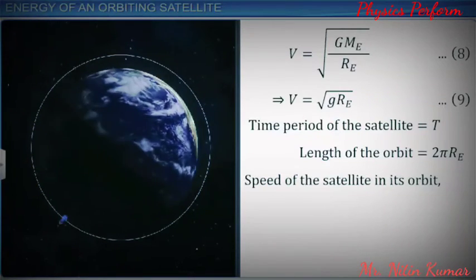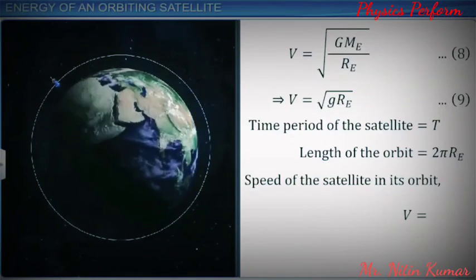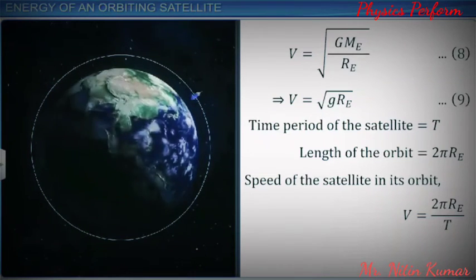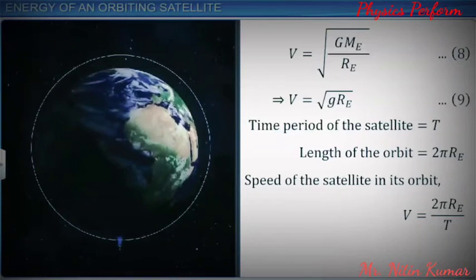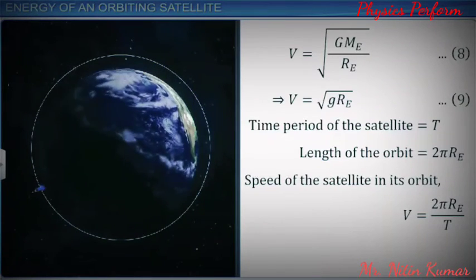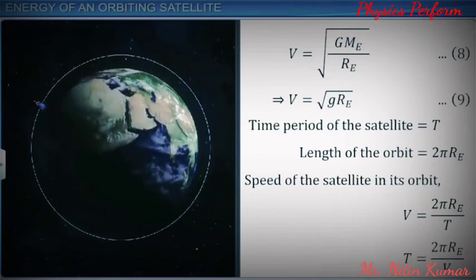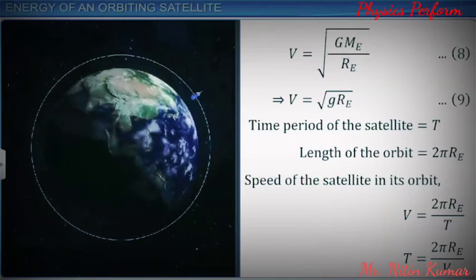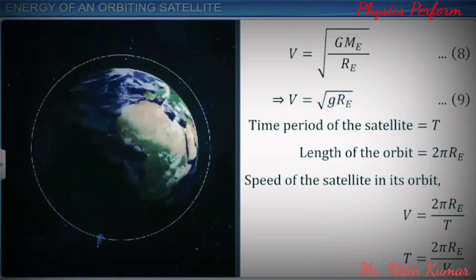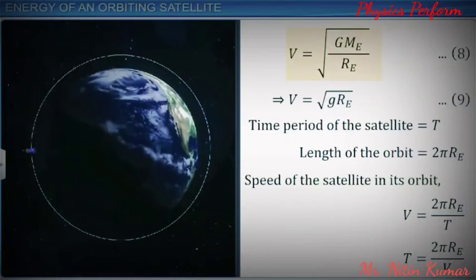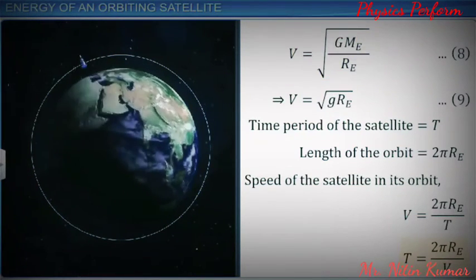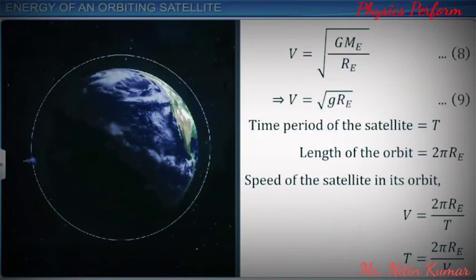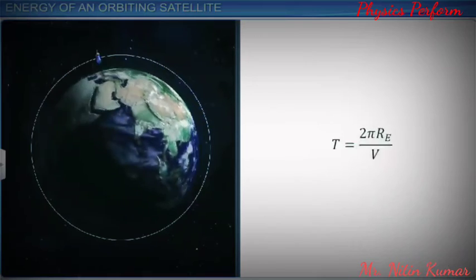Substituting the expression for v from equation 8 in this expression and simplifying, you get the square of the time period proportional to the cube of the radius of the orbit. This expression shows that it is in compliance with Kepler's third law.